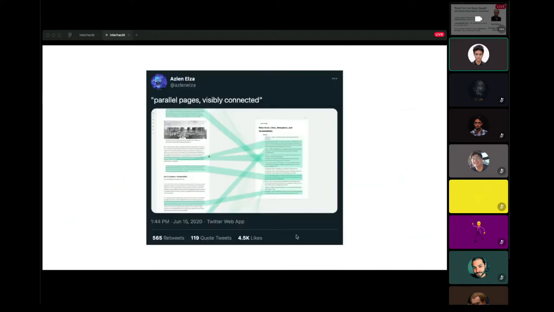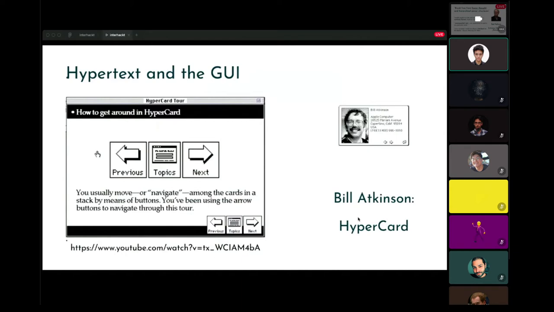So Aslan published this tweet a few months ago implementing this notion from Ted Nelson called parallel pages, visibly connected. And this triggered an entire conversation about the relationship between hypertext and graphical user interfaces. And the closest connection back in time is HyperCard. So back at Apple, Bill Atkinson developed this concept of user interfaces that you could navigate through by clicking through links. And then they called it HyperCard. This is just one of the screenshots explaining that the navigation in that time, quoted, would happen between cards by following links. And this is the closest connection between hypertext and user interfaces.